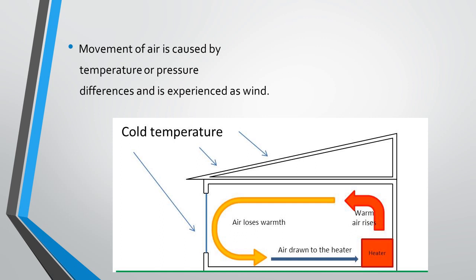Consequently, air blows anti-clockwise around a low-pressure center, a depression, and clockwise around a high-pressure center, an anticyclone, in the northern hemisphere. This situation is reversed in the southern hemisphere.